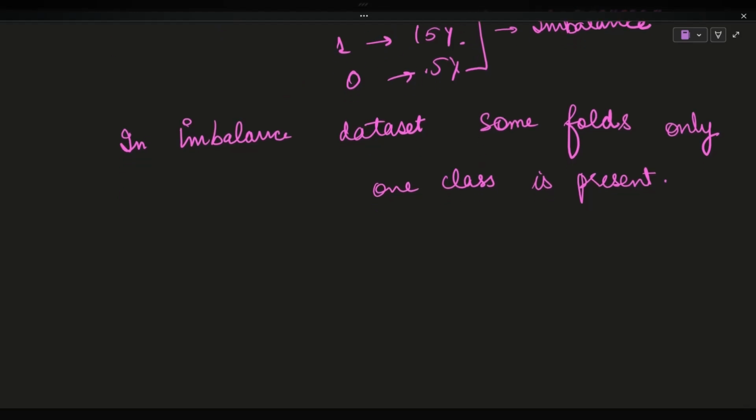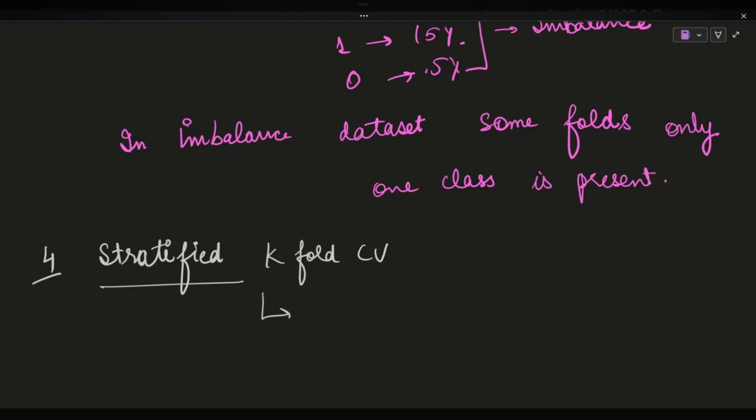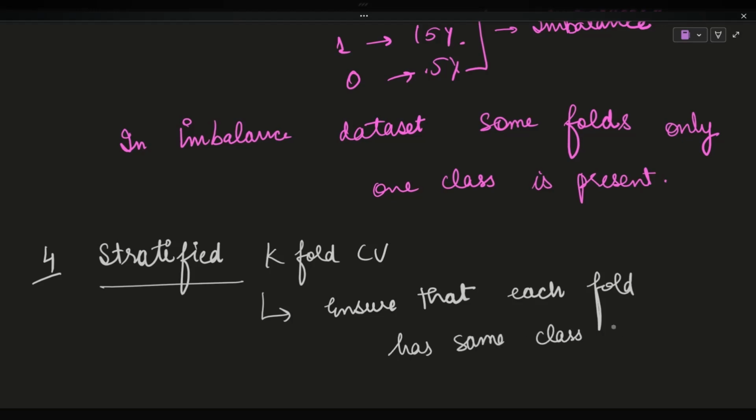What happens is, then we use what is mostly used in all the Python libraries, that is stratified k-fold cross validation. So everything is the same as k-fold. In stratified we only ensure that each fold has the same class proportions.